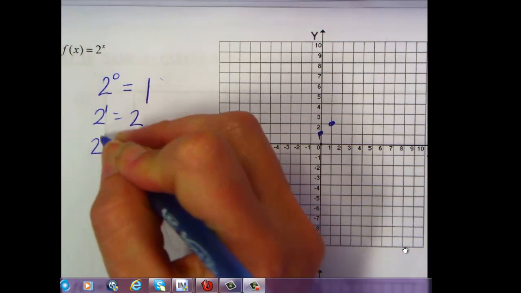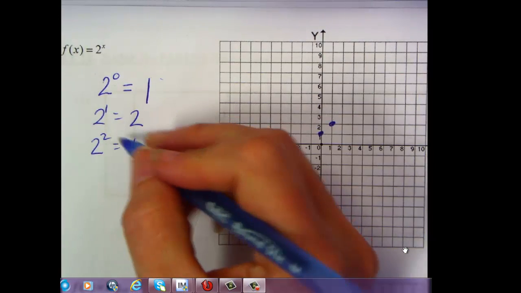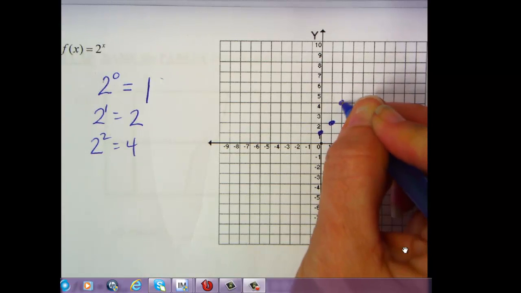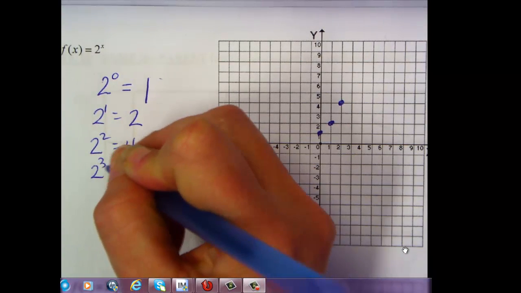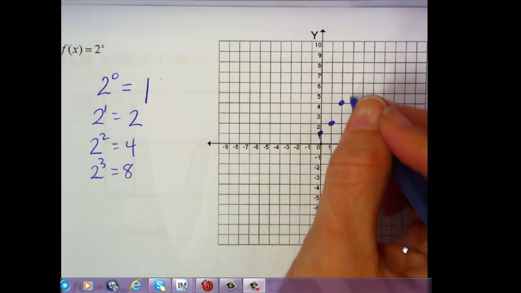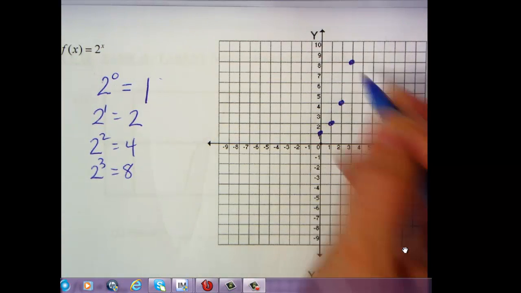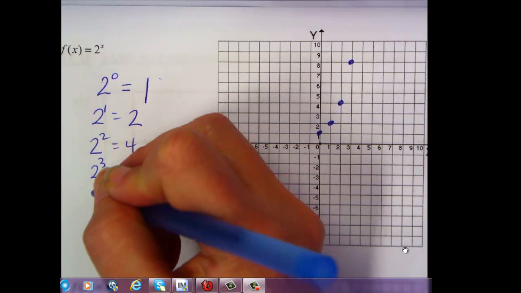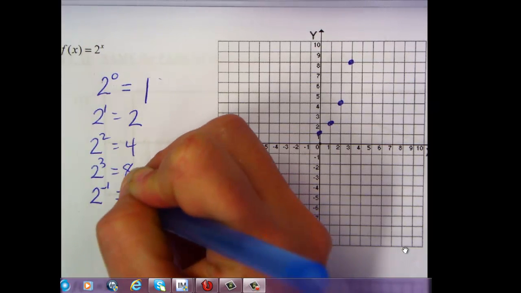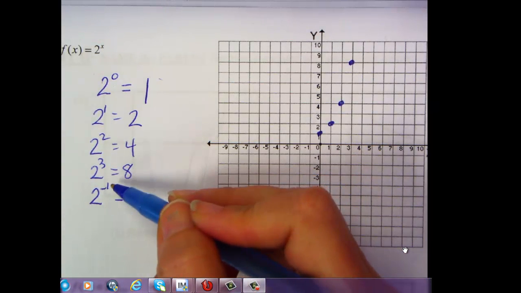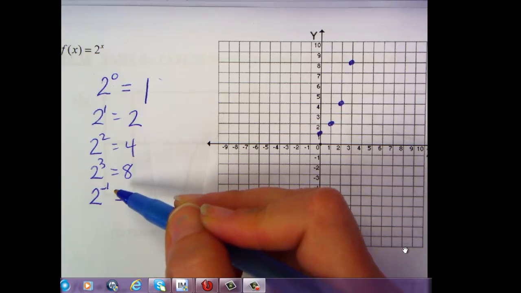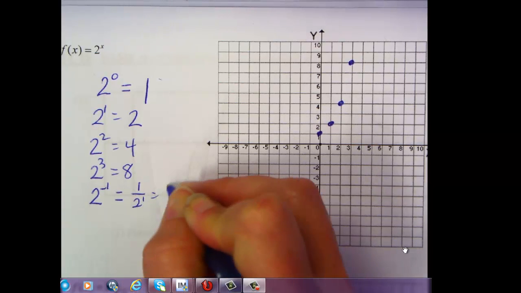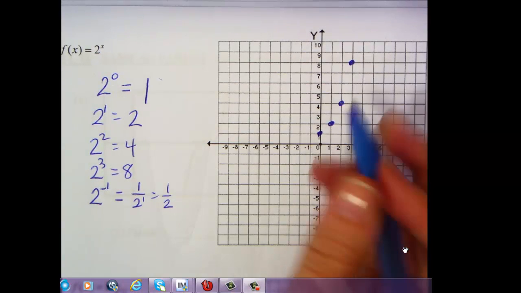2 squared is 4. So when x is 2, y is 4. And 2 cubed is 8. So when x is 3, y is 8. So we have to wonder what's happening in the negative direction. Well, if x is negative 1, 2 to the negative 1, hopefully you remember from other classes that a negative exponent means a fraction or a reciprocal. So this is the same as 1 over 2 to the first, or 1/2. So when x is negative 1, y is 1/2.